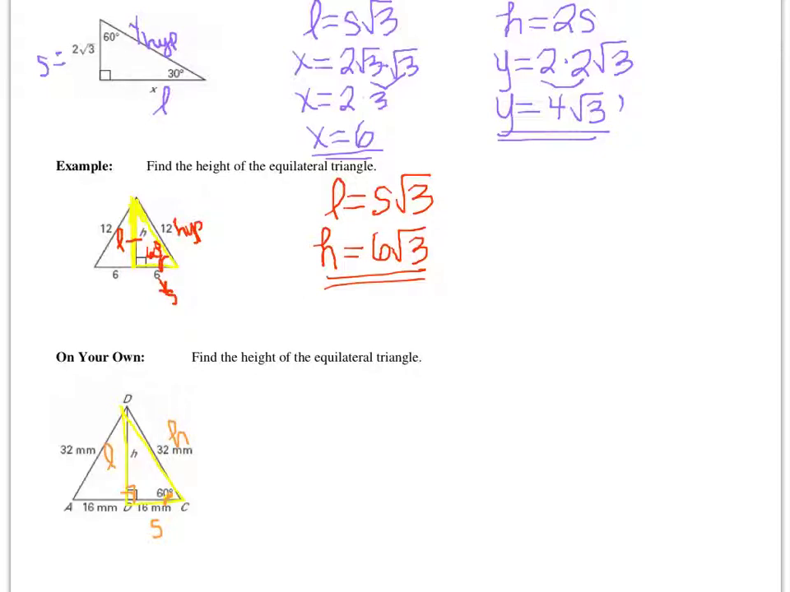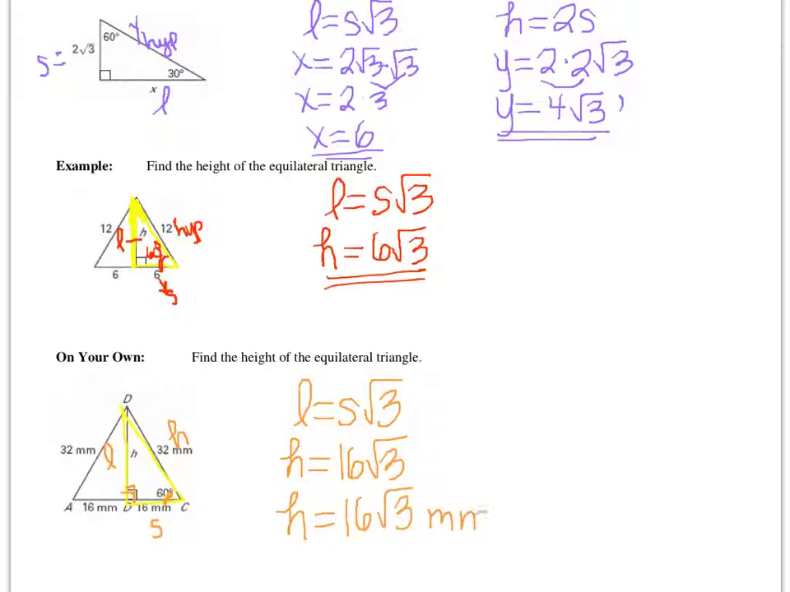We want to find the height. The height is the longer leg, so again, we're going to use the formula L equals S, my shorter leg, times the square root of 3. My longer leg, that's my height. My shorter leg is 16 millimeters times the square root of 3. So my height equals 16 times the square root of 3, and that would be millimeters. And there's my answer. This is the end of lesson 7-4.